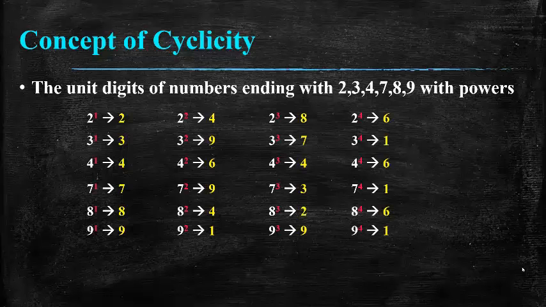So this chart is sufficient to solve such kinds of problems. If you remember this particular power cyclicity for numbers that are ending with 2, 3, 4, 7, 8, 9, then it is easy to crack these problems within 10 seconds.